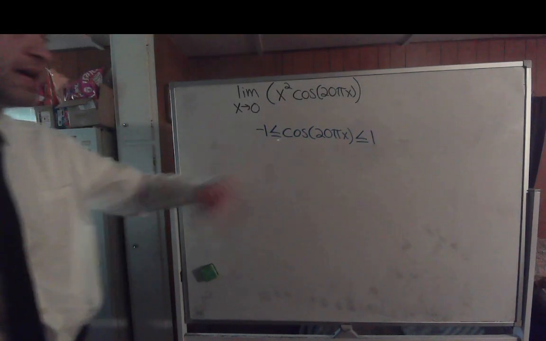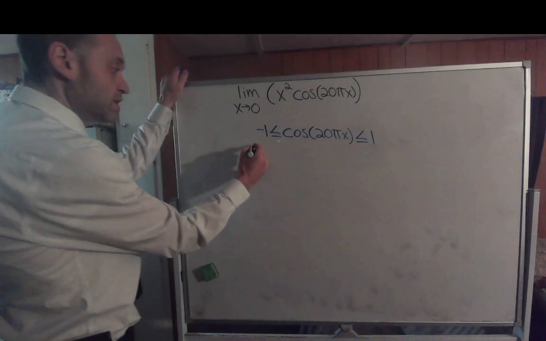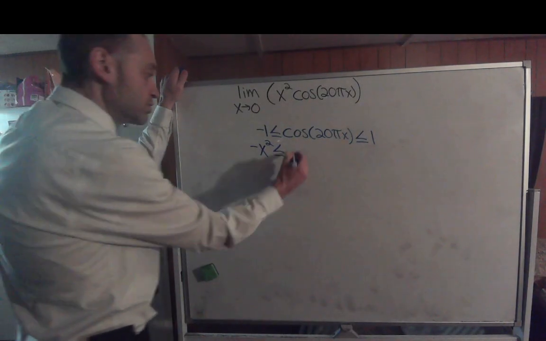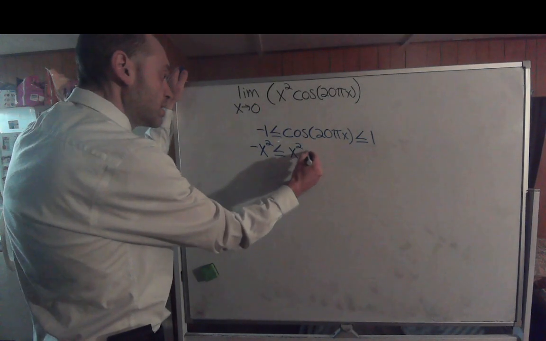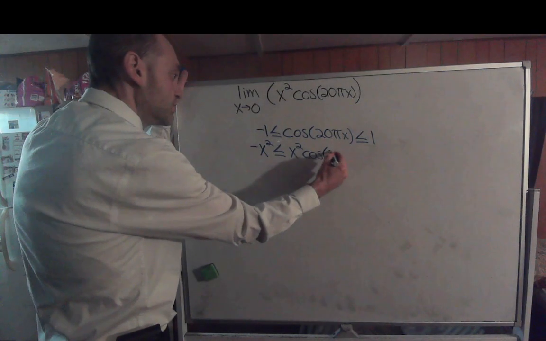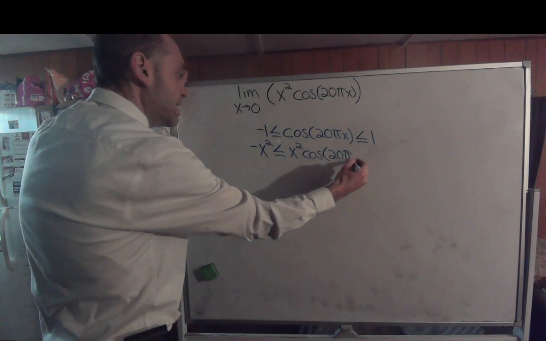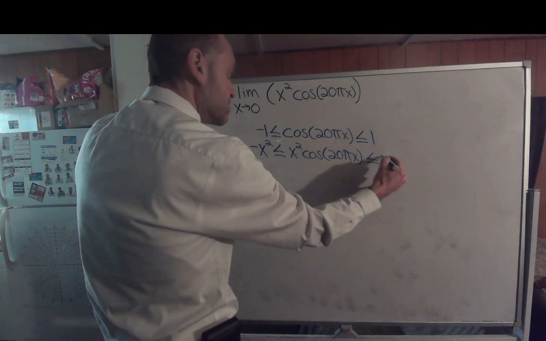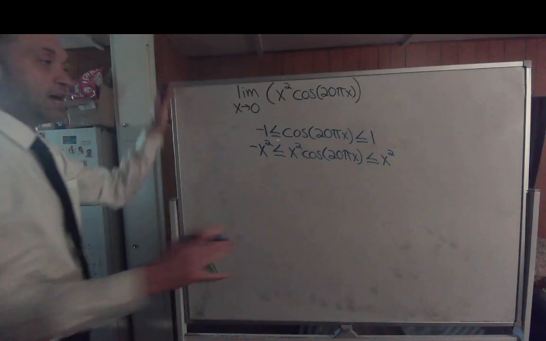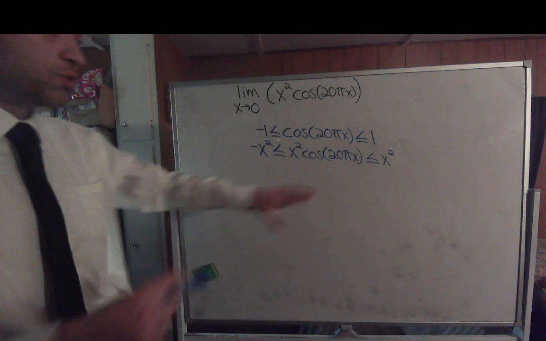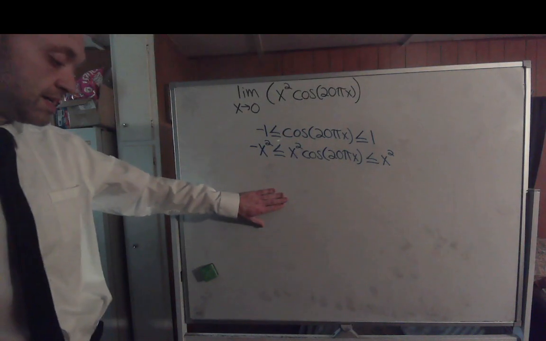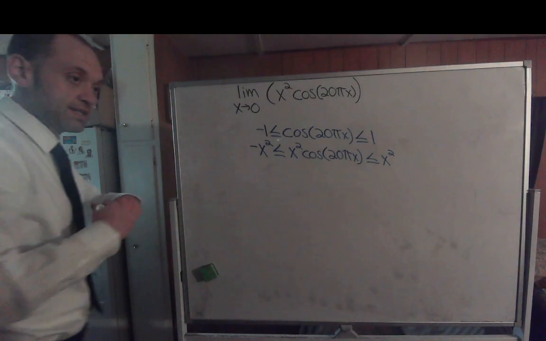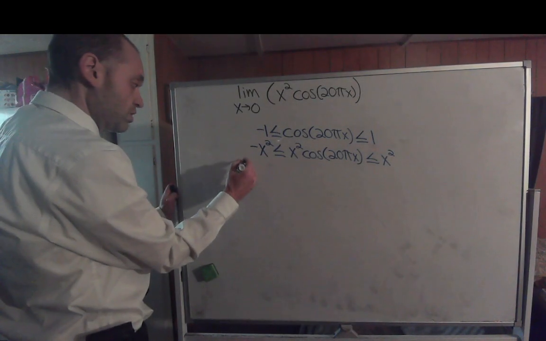Now, we notice we have an x squared piece on this function, so let's go ahead and multiply everything by x squared. You'll end up with the negative of x squared is less than or equal to x squared cosine of 20 pi x, which is less than or equal to x squared. Now we have this set up where you have the full function in the middle piece. Now all that's left to do is take the limit of each of these three pieces as x approaches 0.